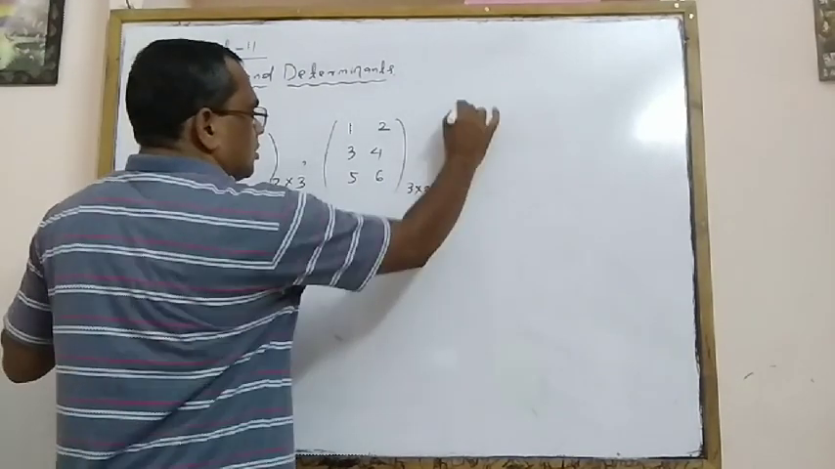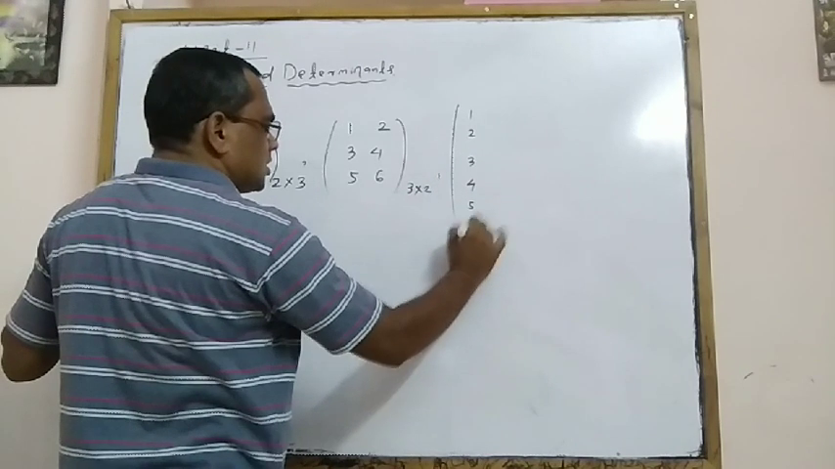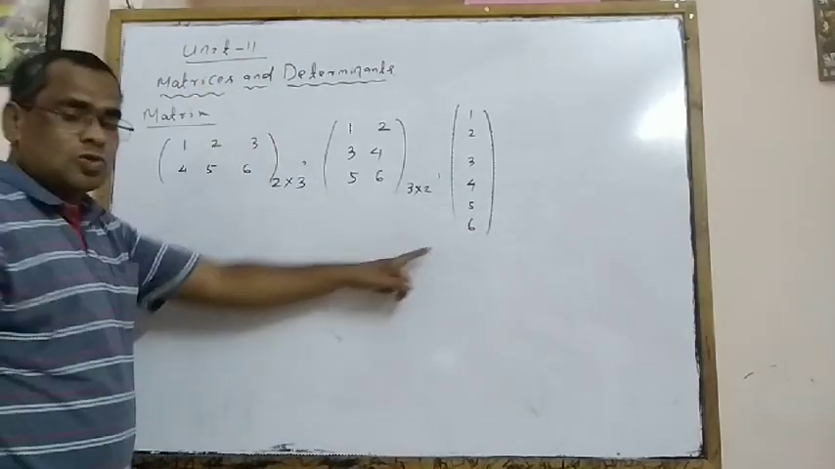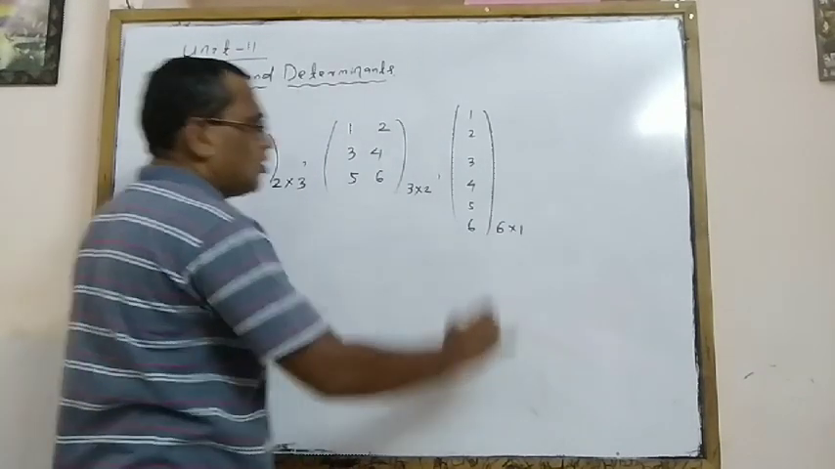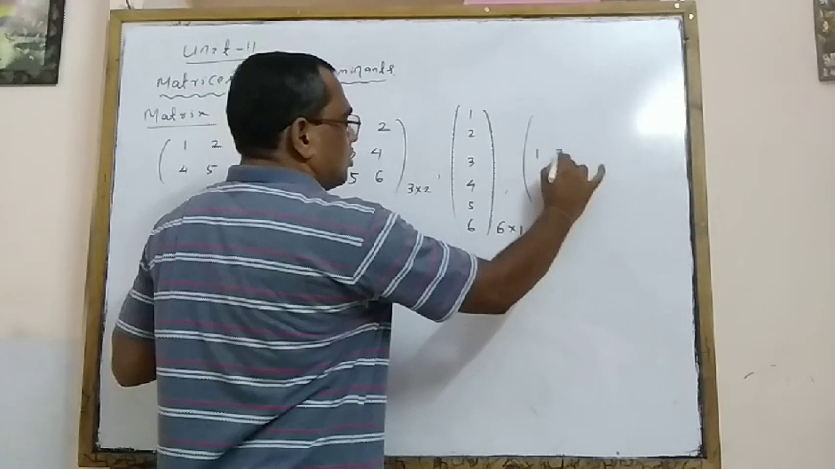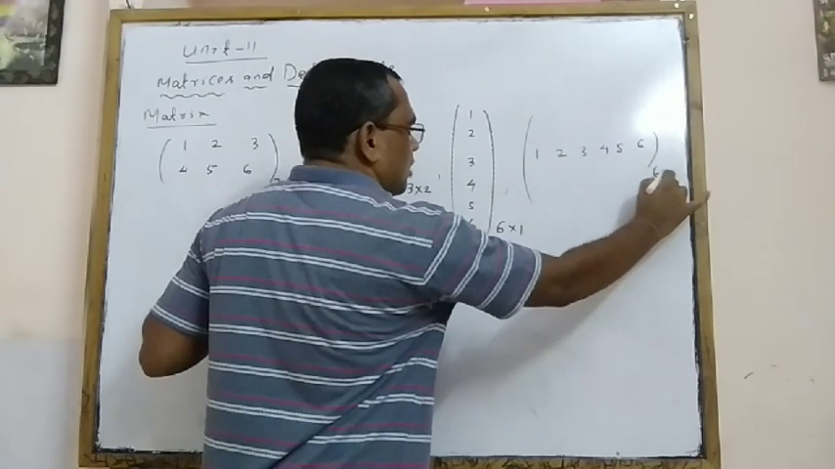Or you can make 6 rows: 1 2 3 4 5 6. Here 6 rows are there. A horizontal line is called a row. So 6 rows and 1 column. Or you can make 1 2 3 4 5 6 as 1 row and 6 columns.